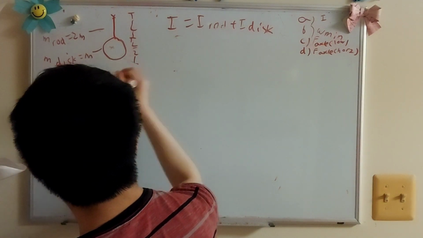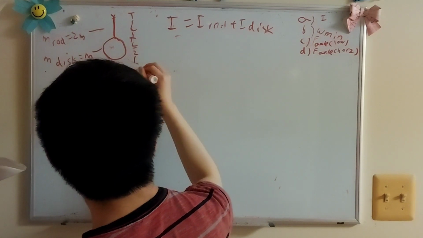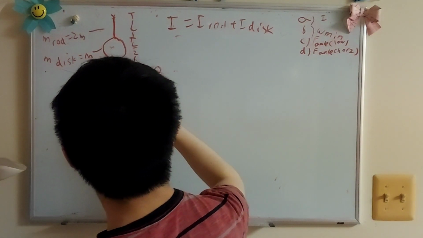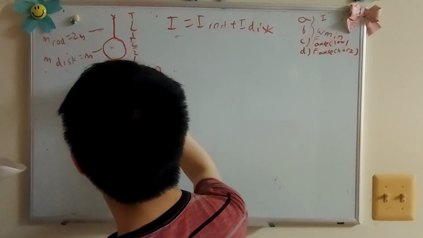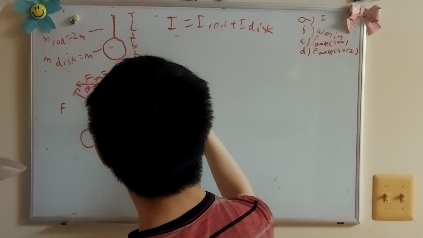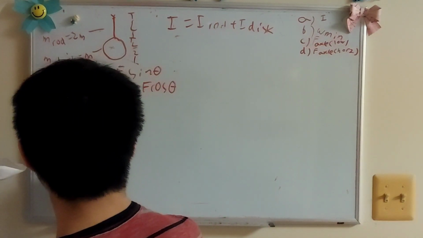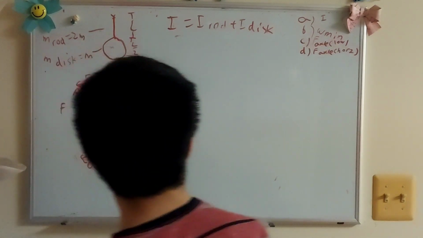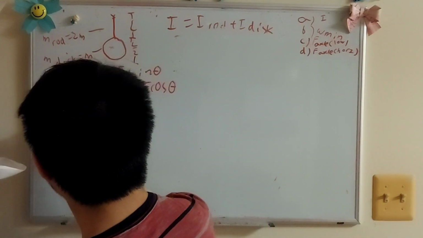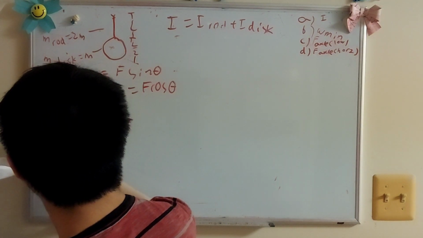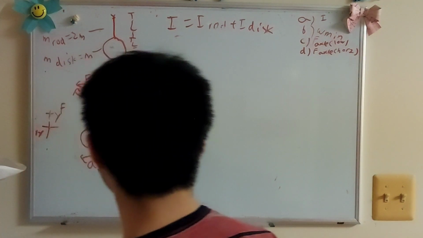If we call this theta, we get that this is equal to F sine theta. That's F of x, by the way. Fy is equal to F cos theta. It's circular motion, so tangential acceleration and radial acceleration are going to be in this problem. We'll call this positive y and this positive x. It doesn't matter.